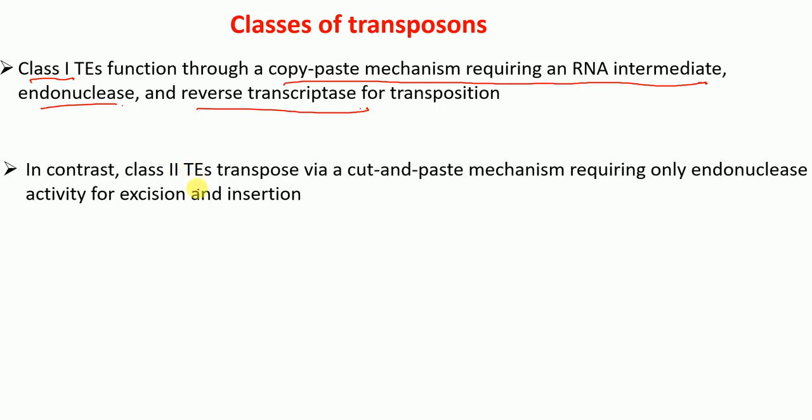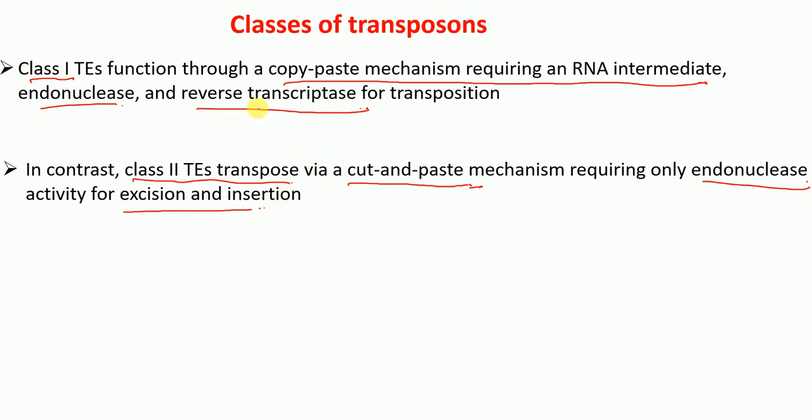Whereas the class 2 transposons or DNA transposons are transposed via a cut and paste mechanism. The mechanism of class 1 was copy and paste, whereas the mechanism of class 2 transposons is cut and paste, and they only require endonuclease activity for excision and insertion. So this is the difference in the mechanism of class 1 and class 2 transposons.